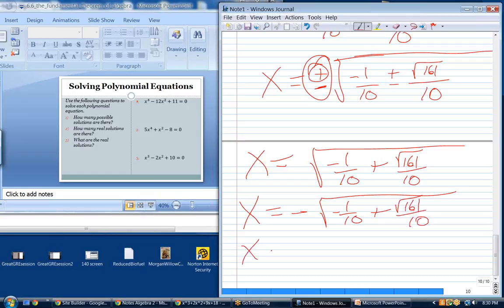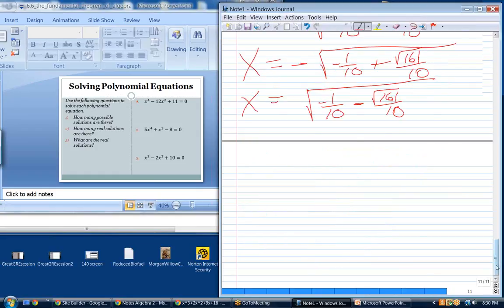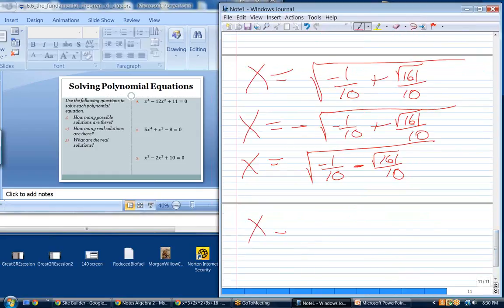Third answer, plus the radical. Now we use the minus sign inside. And finally, the fourth answer is x equals minus the root of this whole thing. And for this problem, I would imagine they would accept this answer rather than having to go in and try to simplify that answer.